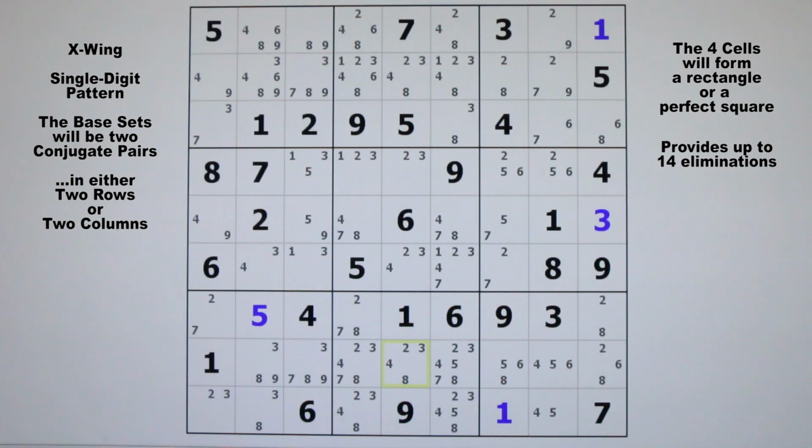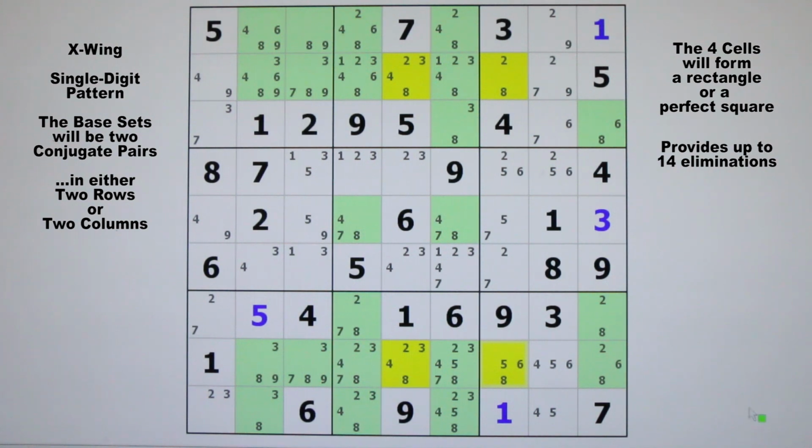Okay, let's turn on the filter for candidate 8 in this puzzle. And we see that in column 5 and in column 7, we have 2 conjugate pairs on the 8s. The first one is here in column 5, the only 2 8s in column 5, and here in column 7, the only 2 8s in column 7. So now we're going to make the eliminations in the rows because the base sets are in the columns.